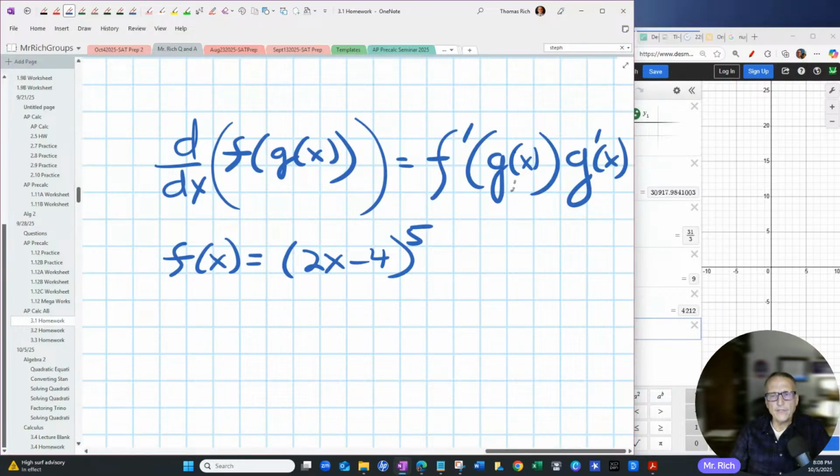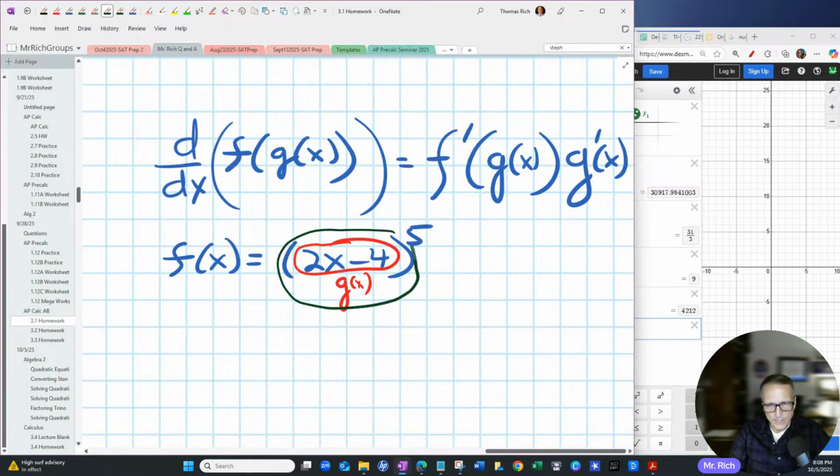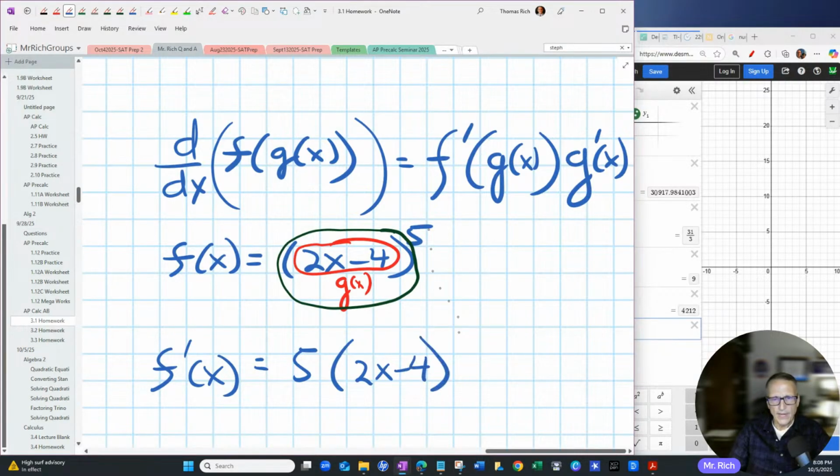So what we really have is a composition of functions. We can view this function right here as the inside part. That's our g of x. But then we have an outside part, which is this part right here that's being raised to the 5th power. When we take this derivative, it's going to look like this if I apply the chain rule. I have this whole inside part that's being raised to the 5th power. So I'm going to use the power rule and bring that exponent 5 out to the front, leave the inside part alone, and drop the exponent by 1.